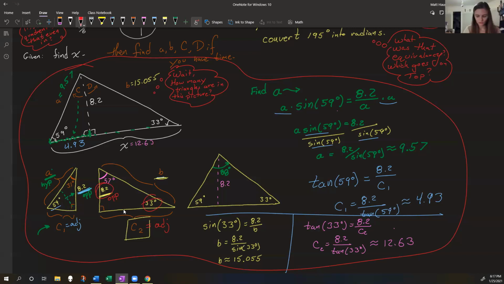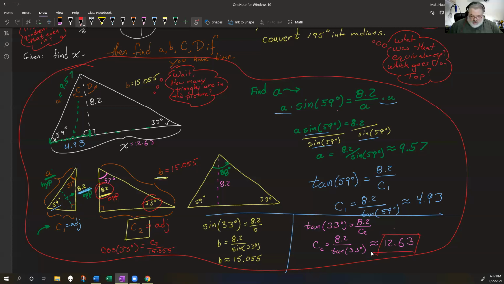Could we not use cosine since we also know the hypotenuse? Yeah, sorry. Yes, we could have. But as I was saying, it's good to be in the habit of trying to use given information when you can. But could we have used the cosine of 33 degrees is equal to C2 over the 15.055? Absolutely. And you can check. It should just give you the same answer. It's just a matter of taste.